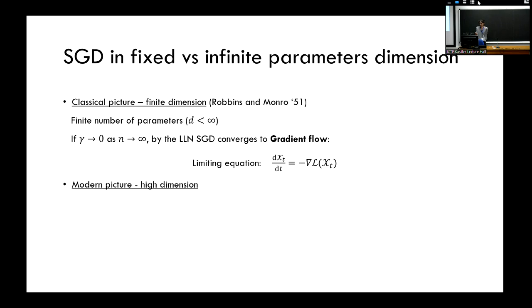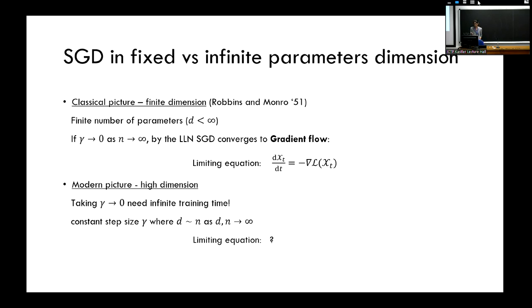But what happens in high dimension? Taking the learning rate to zero is not something you can actually do, because even calculating the gradient for trillions of parameters takes a lot of time. So what people typically do in practice is consider a constant step size. In that situation, the number of parameters, and this is what I will consider, is of the order of the number of samples. And here it's not clear whether we converge to the population loss.